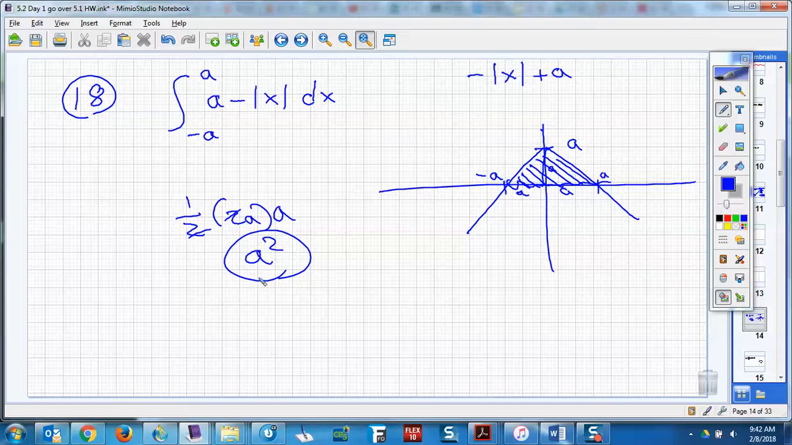20 is just a half circle, radius R, and so you'd have very much the same picture, but it'd be a circle. This would be negative R to R. So 20 is just asking for the area of a half circle, radius R. Well, that'd be 1/2 pi r squared. Okay?